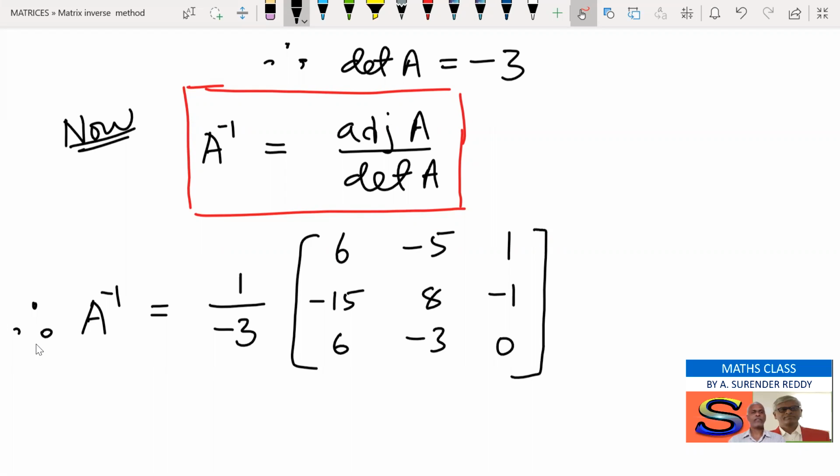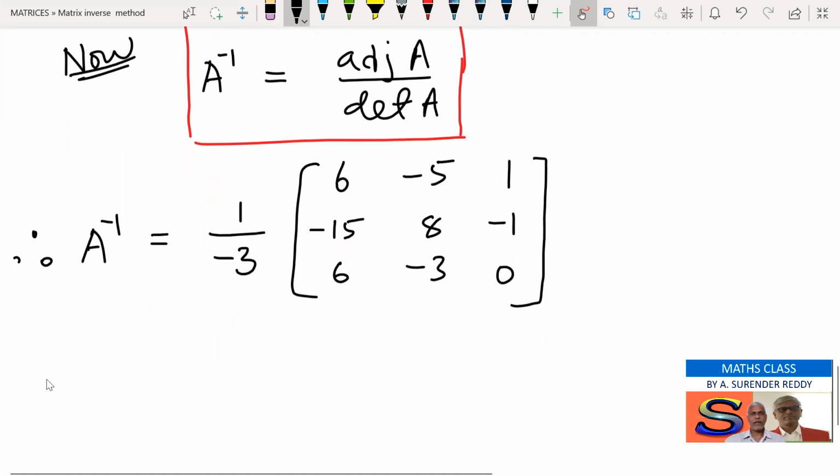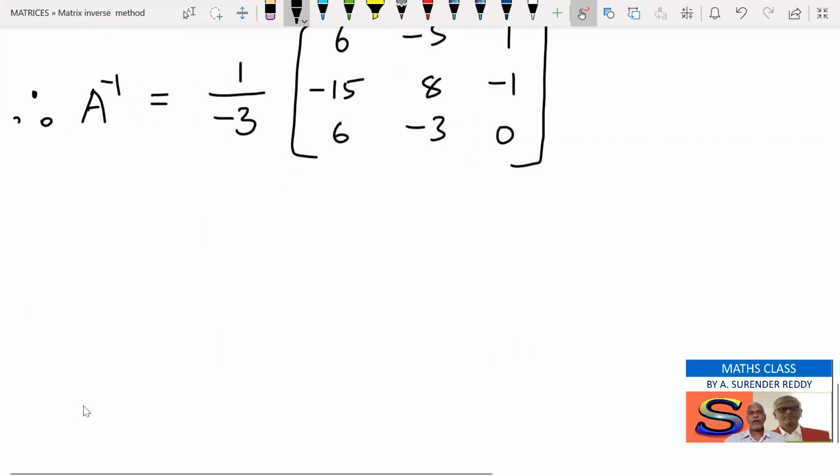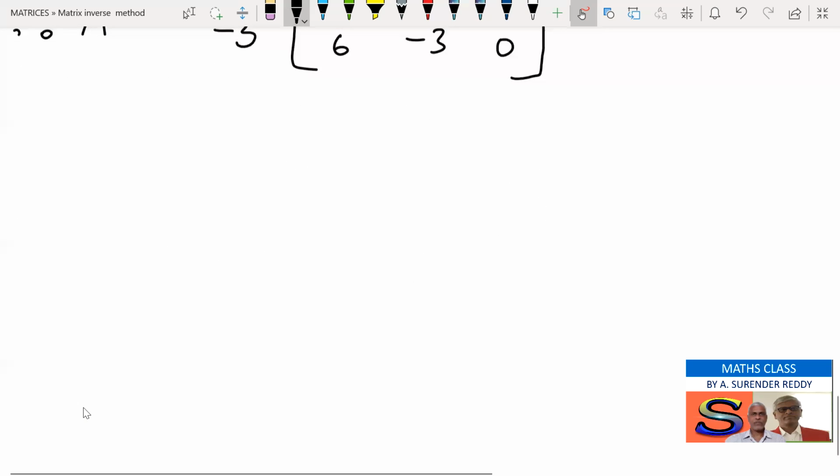Already we learned in previous classes how to find adjoint, how to find determinant and how to find inverse. To find inverse, we have to find adjoint and determinant. So adjoint by determinant is the inverse matrix. So this is all about inverse matrix. Now we have to find the solution.